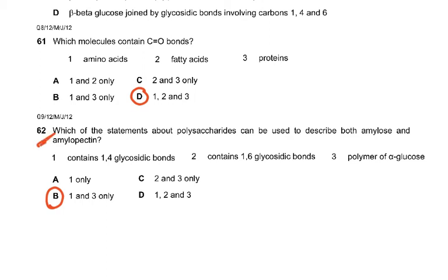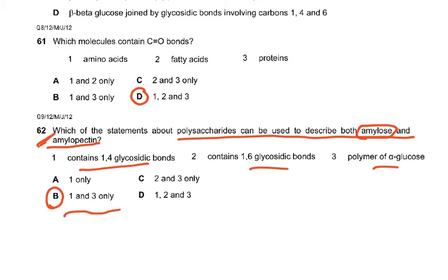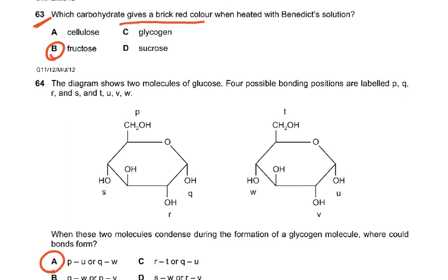62. Which statements about polysaccharides can be used to describe both amylose and amylopectin? Contains 1,4, 1,6, polymer, so 1 and 3 only, because it says amylose and amylopectin. So the common thing in that is 1,4, and it's a polymer of glucose. So 1 and 3 were the answers to this. Question 63. Which carbohydrate gives a brick red color when heated with Benedict's solution? Glycogen, no. Sucrose, disaccharide, no. Cellulose, no. So it's only fructose that was the answer.